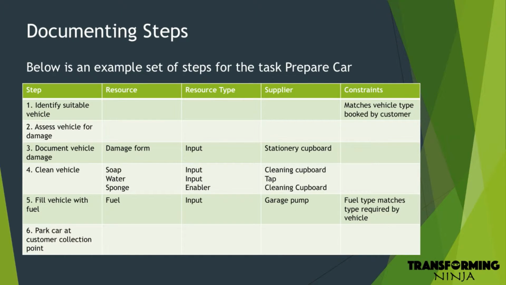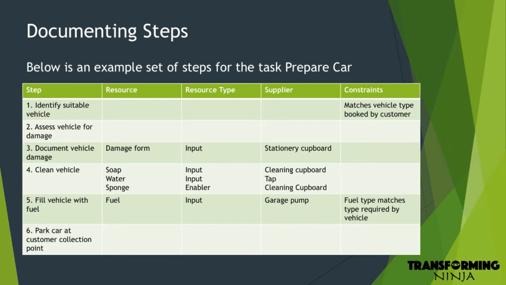Here's an example of what the documentation for steps may look like. We just used a simple table. We've identified the step, any resource it uses, the resource type, whether there's a supplier for any of those resources, and any constraints that are in place. We can see we've put identify suitable vehicle as the first step for the prepare car task.